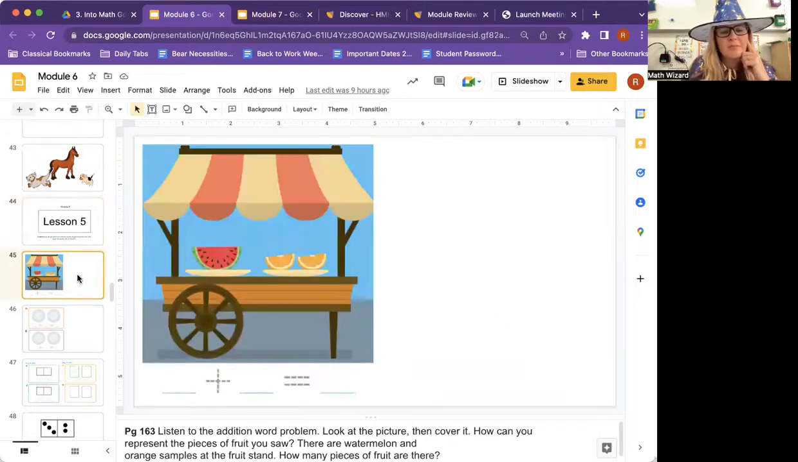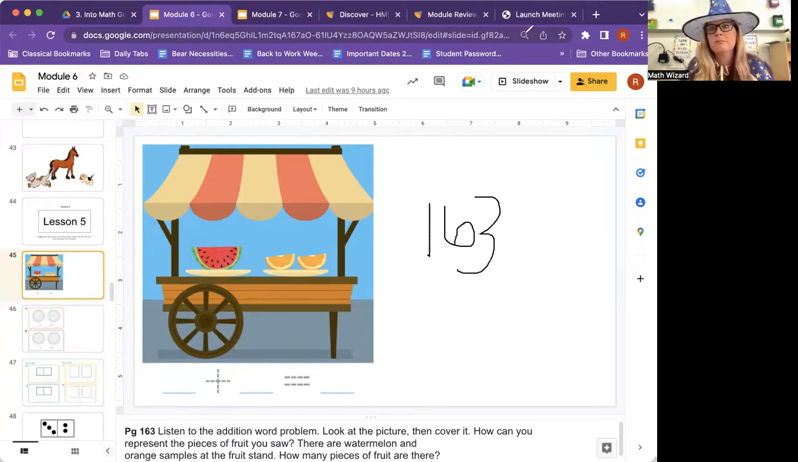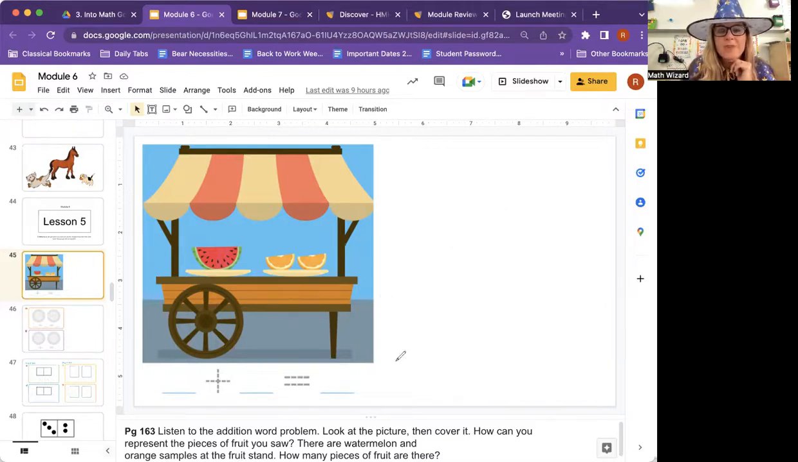So let's look. Page 163. How do we write 163? 1, 6, 3. All right. Okay. And you see this cart with some yummy fruit. I love fruit. Listen to the addition word problem. Look at the picture. Then cover the picture. How can you represent the pieces of fruit you saw?